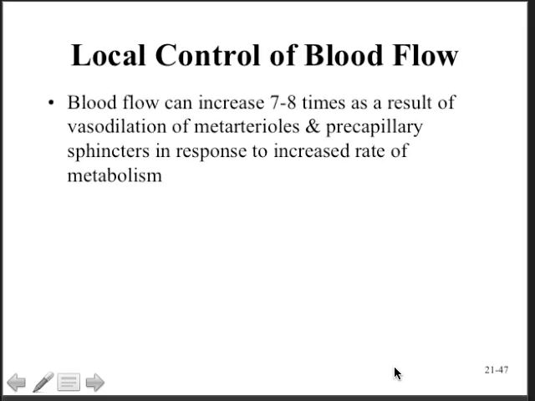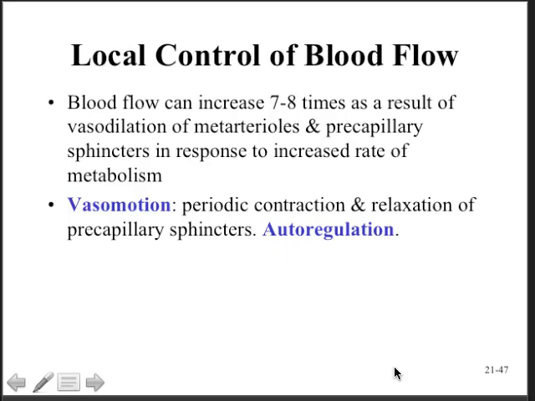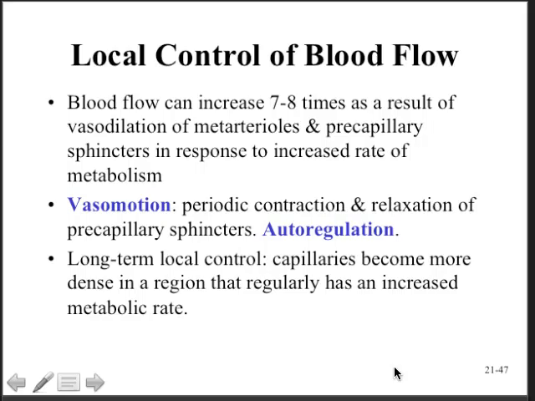Blood flow can increase 7 to 8 times as a result of vasodilation of metaarterioles and precapillary sphincters in response to an increased metabolic rate. Vasomotion is simply the periodic contraction and relaxation of precapillary sphincters. We term this autoregulation. Long-term local control is also exerted. The capillaries become more dense in a region that has a regularly increased metabolic rate. An example, okay, muscle tissue.